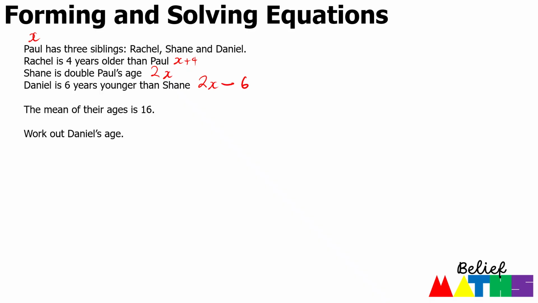And it says the mean of their ages is 16. So to work out the mean, you add them all together and you divide by the number you have. So we had 4 here, so adding all those together, x plus 4 plus 2x minus 6 is going to give us 6x minus 2 divided by 4 would give us 16. We can then solve this. By multiplying by 4, you get 6x minus 2 equals 64. Adding 2 to both sides, you get 6x equals 66. So x equals 11. Now the question asks what's Daniel's age.